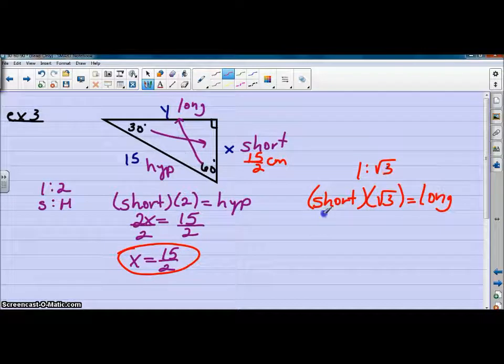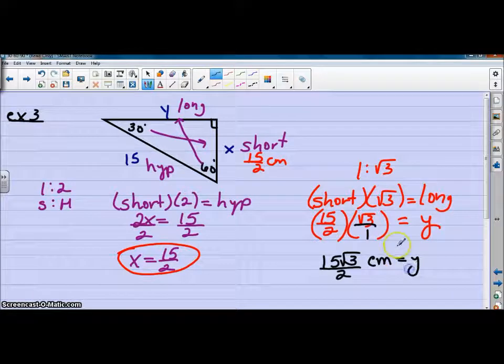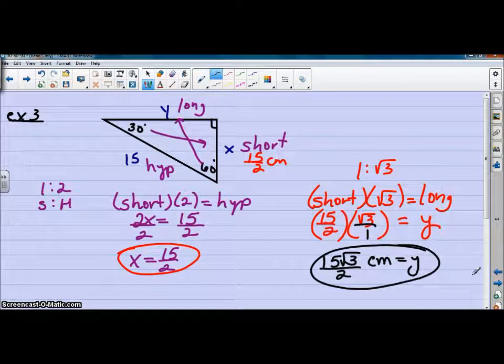The short was 15 over 2. I'm going to multiply that by square root of 3, and it will equal my y. Now keep in mind that that square root of 3 is over 1. That helps you with your radicals. And so now I'm going to take the 15 times square root of 3 and get 15 square root of 3. 2 times 1 is 2. So I get 15 square root of 3 over 2. And I'm going to check, 15 over 2 doesn't reduce as a fraction. So 15 square root of 3 over 2 centimeters is my long leg.